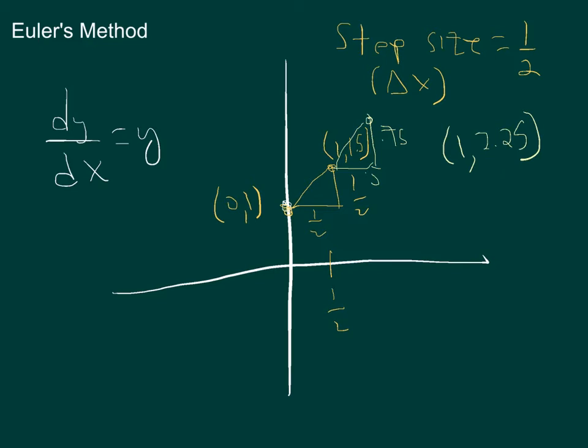And if we know the solution to this differential equation, a solution to this particular differential equation is y equals e to the x. We know that at 1 it should be e, which is 2.718. And if we want to get more accurate, well, we'll make a smaller step size.